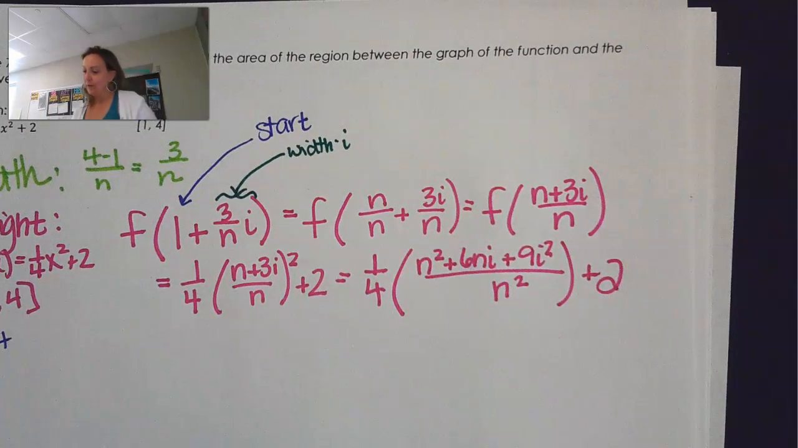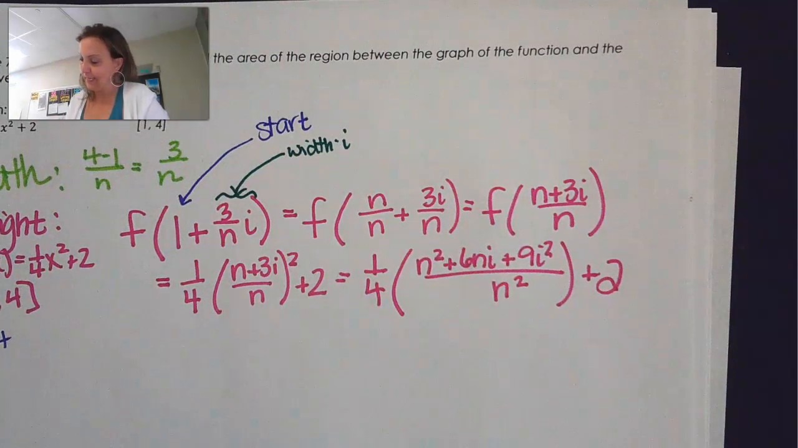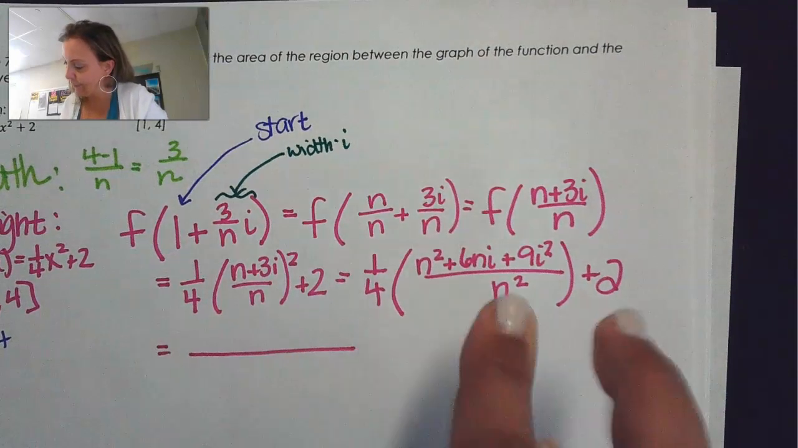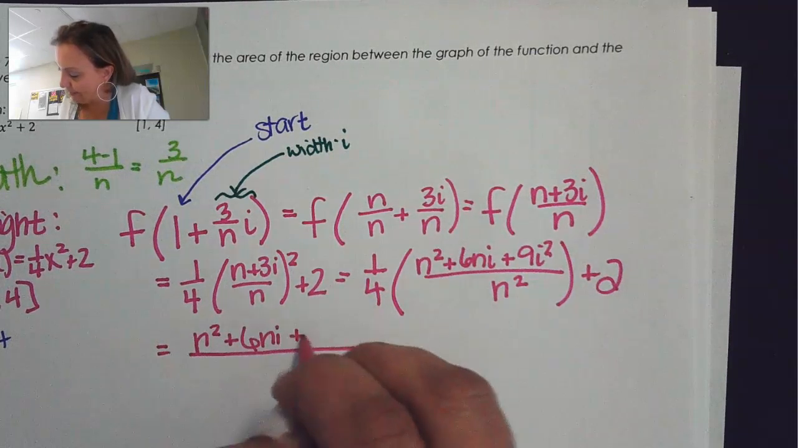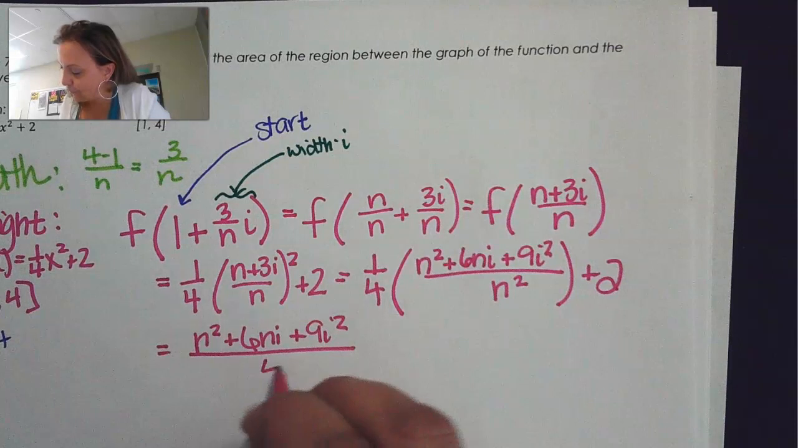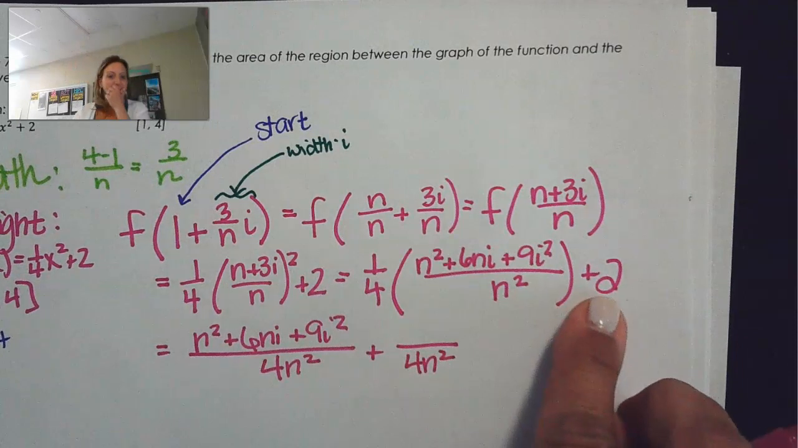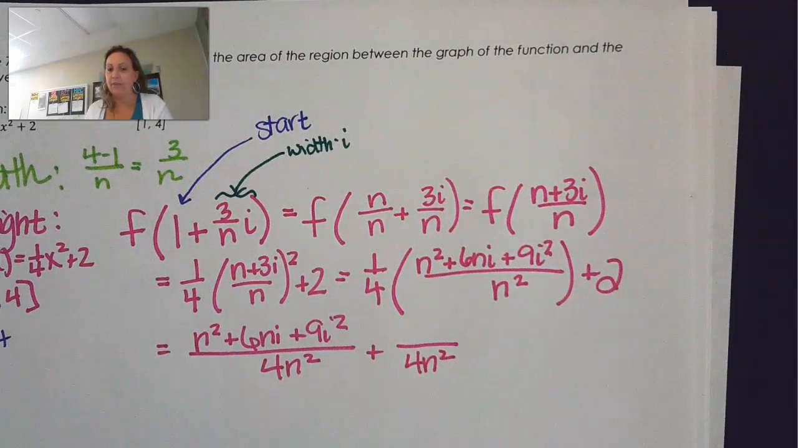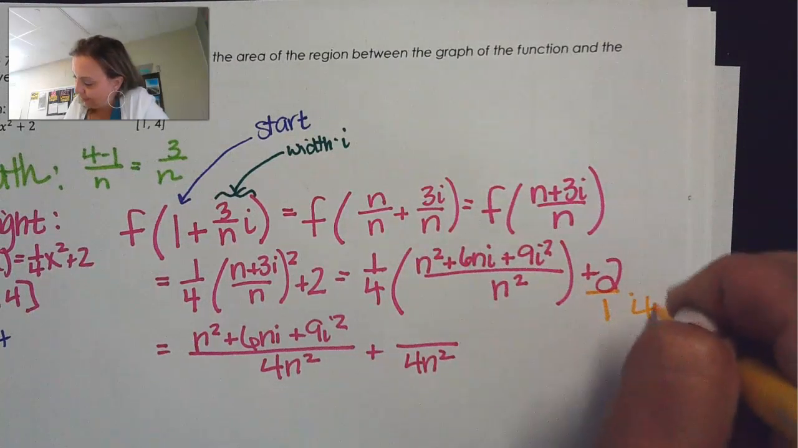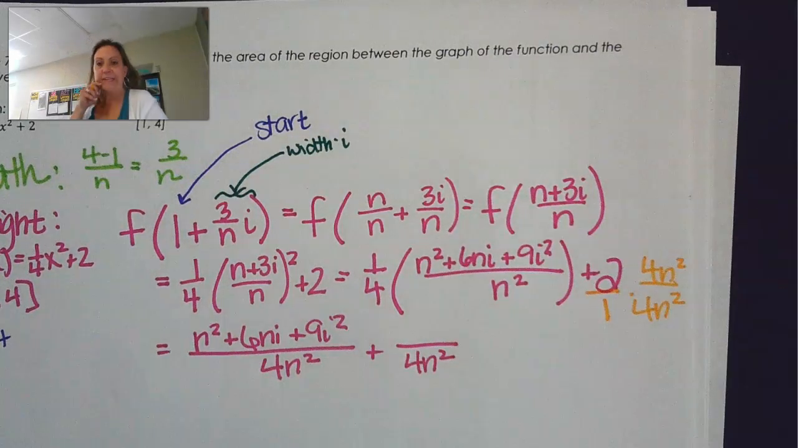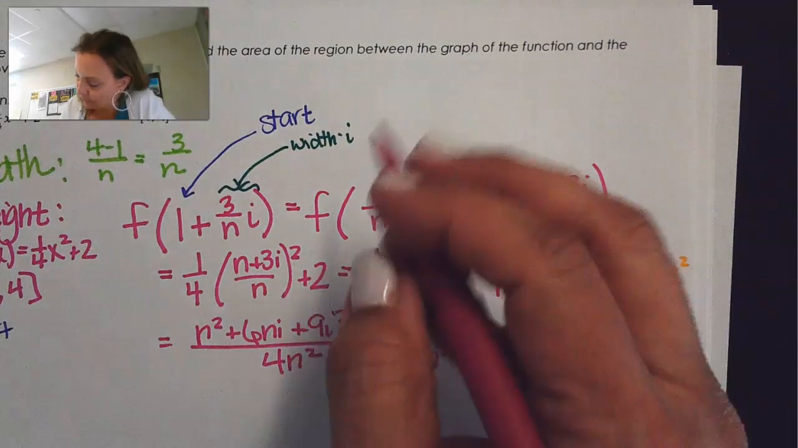And let's think about what we would want to do. We're eventually going to want to put these together, right? So this is going to end up being, like here, if I put this together, this ends up being (n squared plus 6ni plus 9i squared) over 4n squared. So that means that we're going to want this to also be written over 4n squared. That's going to be helpful. So we're going to have to multiply by 4n squared over 4n squared. And so that's going to give us 8n squared.